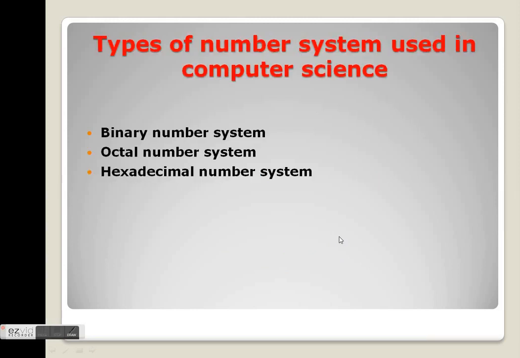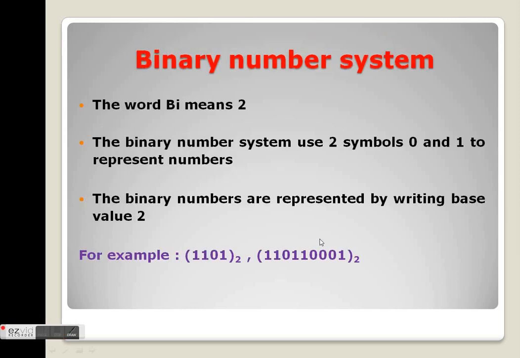Students, let's now discuss the number systems which are used in computer science to represent the data. In computer science, we use three number systems: binary, octal and hexadecimal for the representation of numbers. Let's now understand them one by one. Firstly, let's understand binary number system. Students, the word bi means 2.